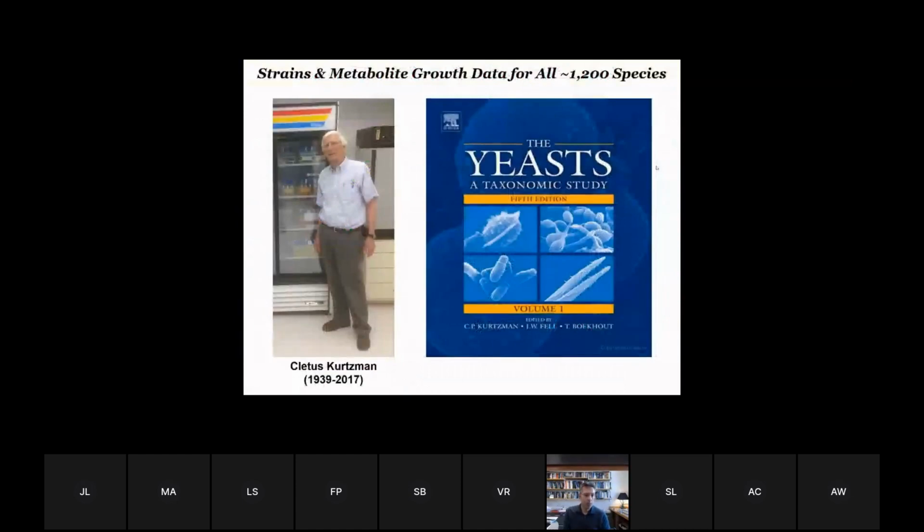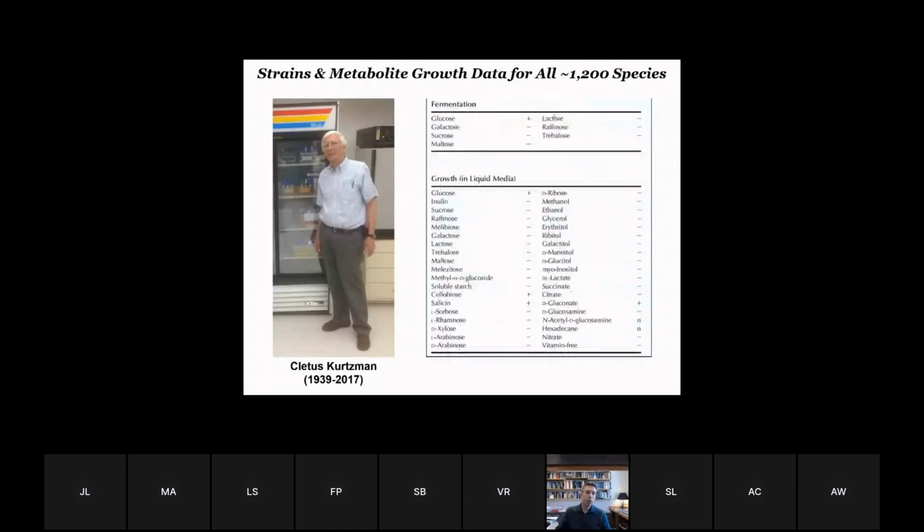And one advantage of the lineage is that, as I mentioned, Cletus was the father of yeast taxonomy, and together with a few other key collaborators, he literally wrote the book on yeast. And for every species of the 1,200 that we're generating genomic data for, we have metabolic growth data. There is a table in the yeast book that for each species indicates whether it grows on glucose, whether it grows on galactose, or whether it ferments glucose and galactose, whether it grows on several different media.